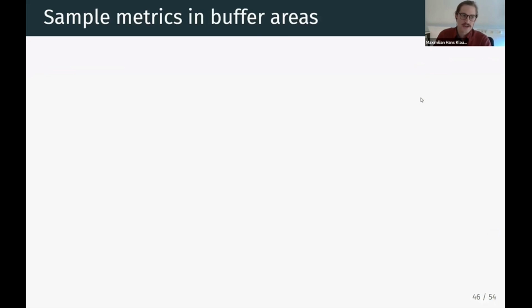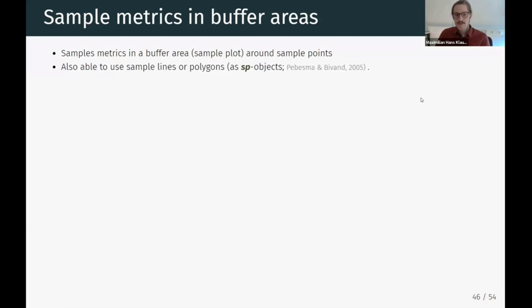Okay, so these were the visualization functions. And then also we have some functions where you can sample metrics. So the idea is now that you can sample some metrics in a sub area, so on a sample plot or in a buffer area around some sample points. The sample points can be just a matrix of coordinates, it can be a sample line, or it can be a polygon as an sp object already.